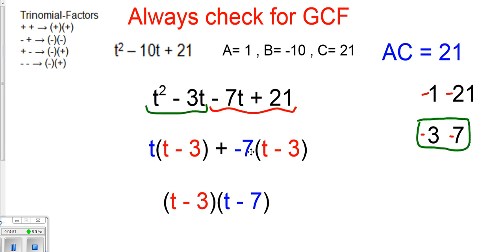One case times t, one case times negative 7. So our two factors are t minus 3 and t minus 7. This is our factored solution then. Again, if you were to FOIL this all out, this would add back up to this expression.